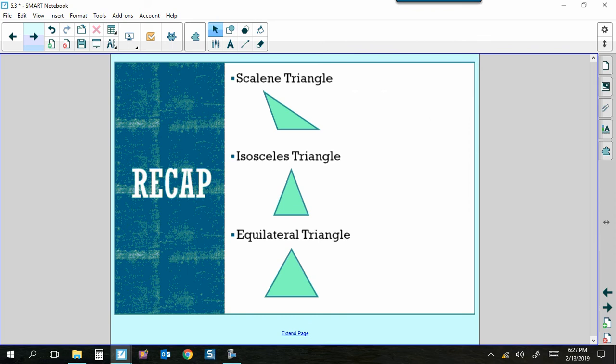All right, to recap, your 3 different triangles when we're looking at side lengths. The first we don't talk about as much, I feel like, is your scalene triangle. That is when you have 3 different side lengths. None of them are the same.